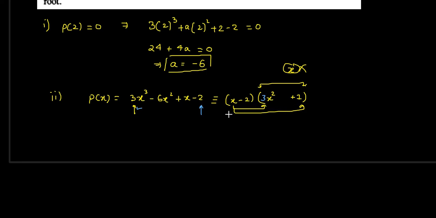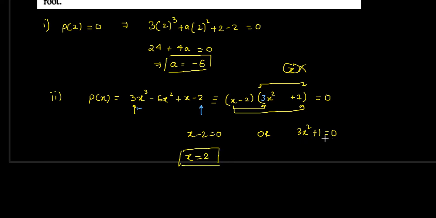Now if I have to find out the roots of this equation, I put this equal to 0. I will get x minus 2 equal to 0, or this quadratic polynomial has to be equal to 0. This is the method that we use to find out the roots of any 2 polynomials which are in multiplication. Here I have x equal to 2 as a solution, and here 3x square plus 1 equal to 0.